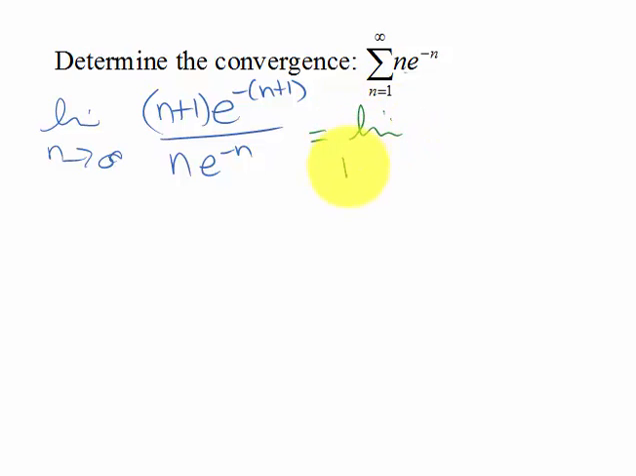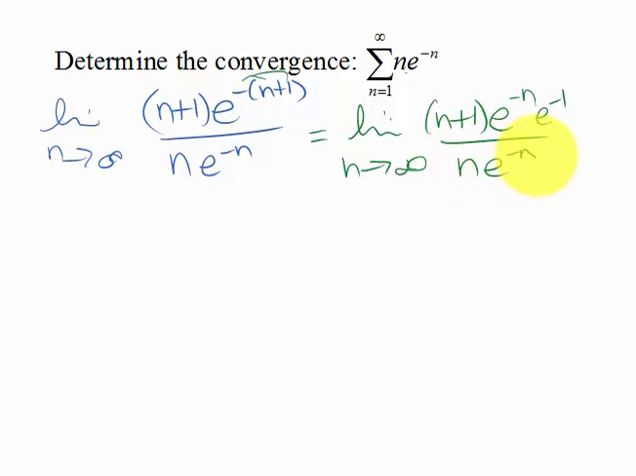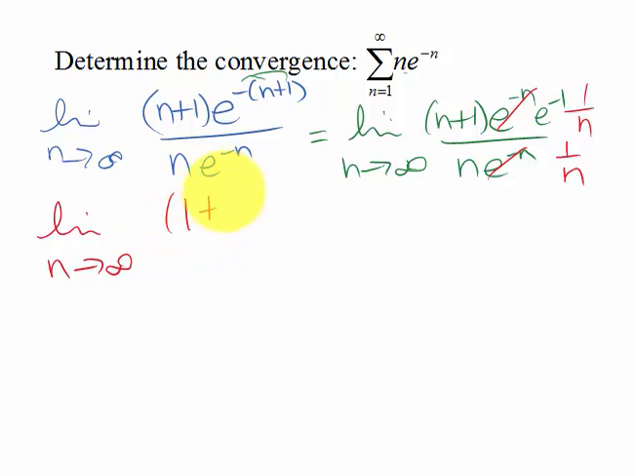So we have the limit as n goes to infinity of, we've got our n plus 1. We can just split this e up using rules of exponents and distributing the negative through. So this would be e to the negative n times e to the negative 1, over n times e to the negative n. So we can reduce our e to the negative n's, and then I'm going to multiply numerator and denominator by 1 over n. So we'd have the limit as n goes to infinity of (1 plus 1 over n) multiplied by e to the negative 1, over 1.